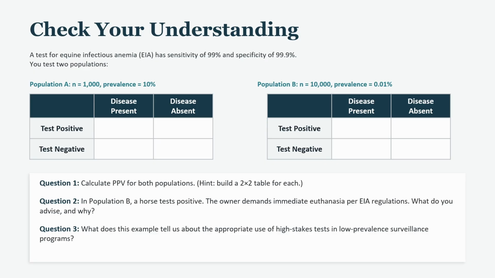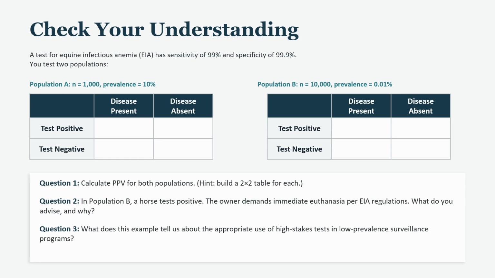With a PPV of approximately 9%, there is roughly a 91% chance this is a false positive. The appropriate next step is confirmatory testing. The USDA protocol for EIA requires confirmation of positive Coggins tests precisely for this reason. The regulatory framework itself is designed to account for the mathematics of a low prevalence setting.